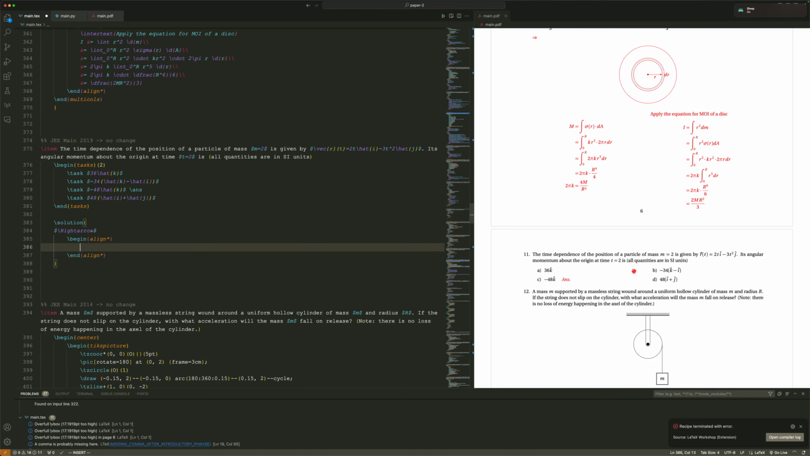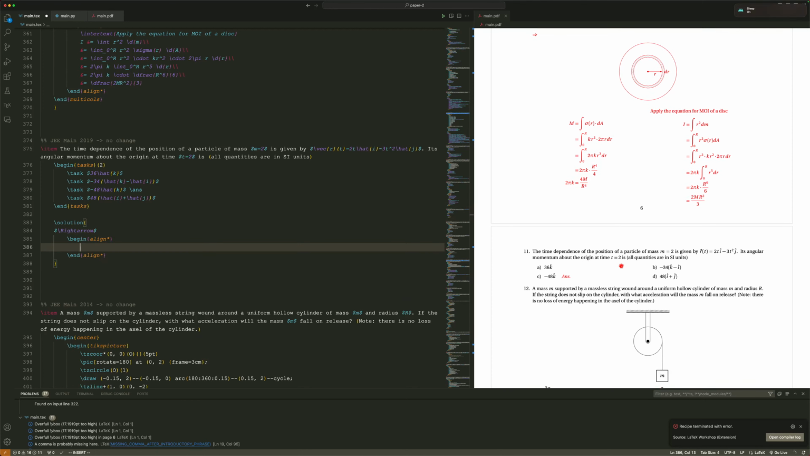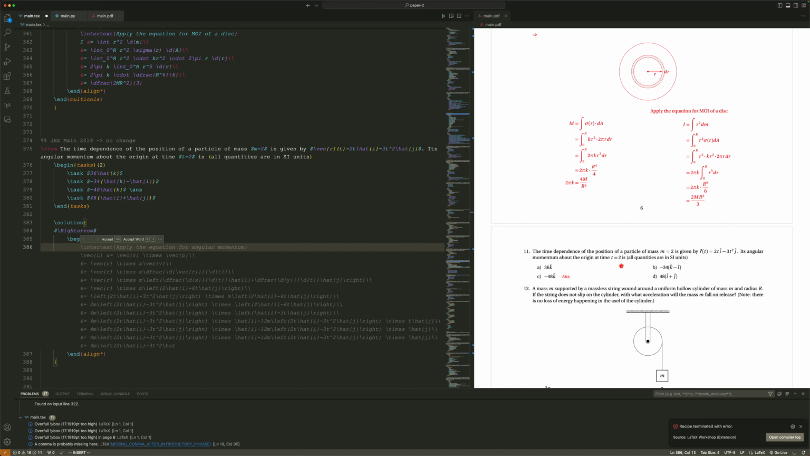Again, we have the mass of 2 kg, because every unit is in SI unit, and time 2 seconds, but we have the position vector as something. So firstly, we have to find the velocity vector, because to find the angular momentum we need velocity, position, and m. We can apply the equation for the angular momentum, which is r cross p.